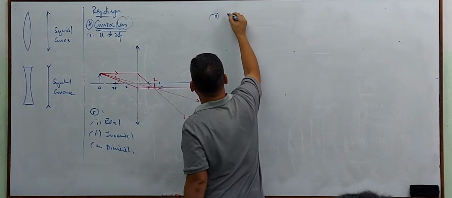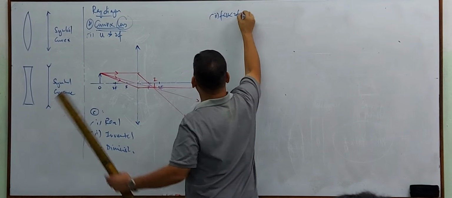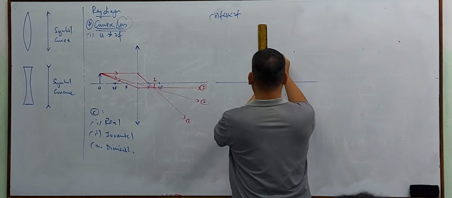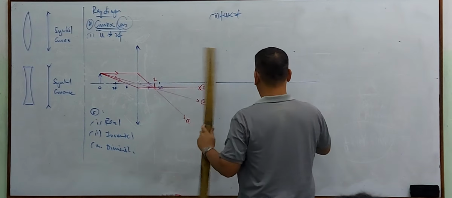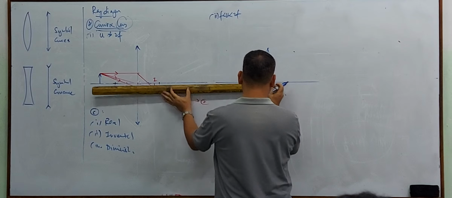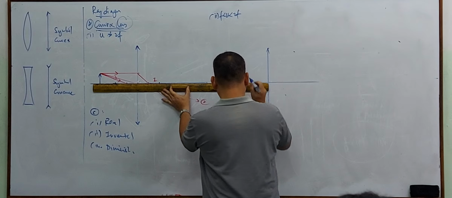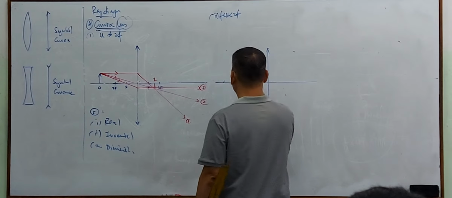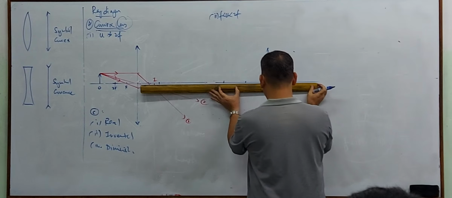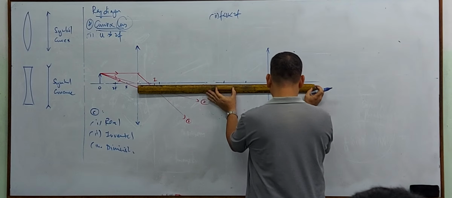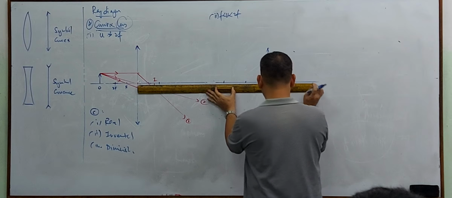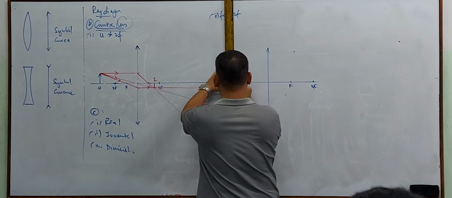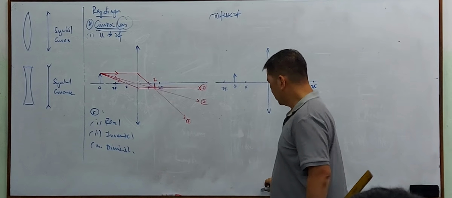So next one, number two. Number two now is U is larger than F, but between F and 2F. Now this is the same length here. So now I change a little bit. Just now I used the difference here. F and 2F. So the object now is here. O.